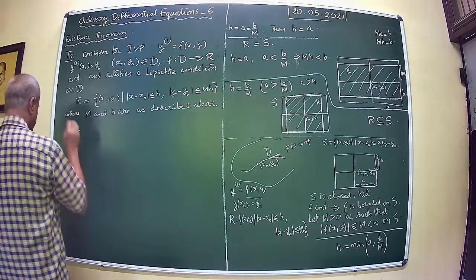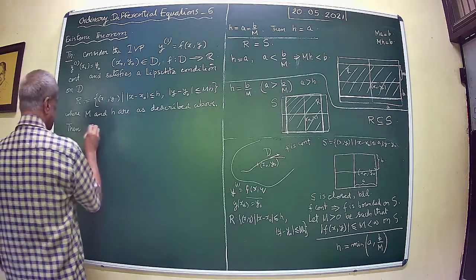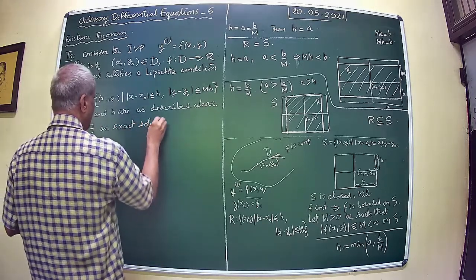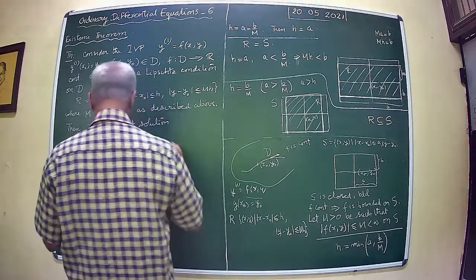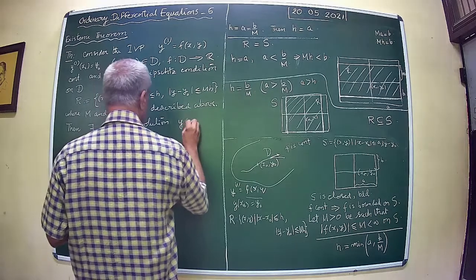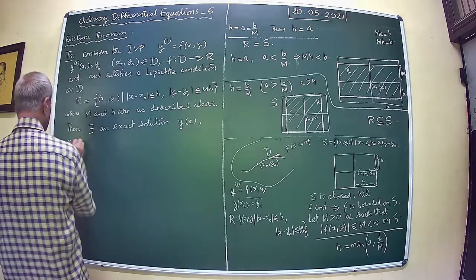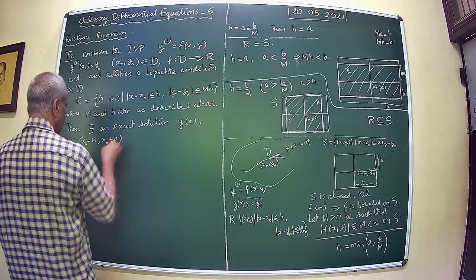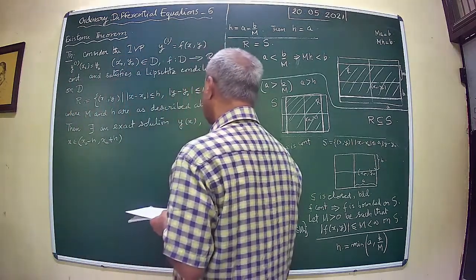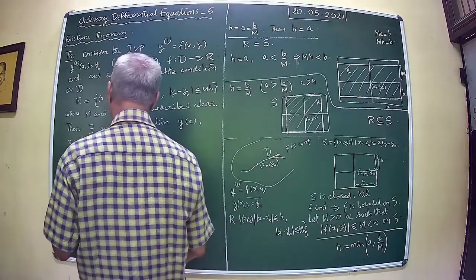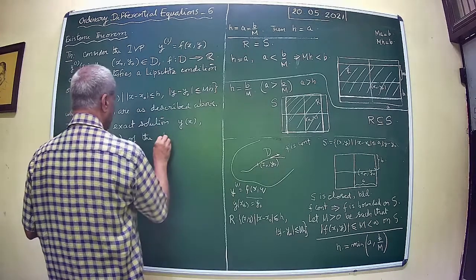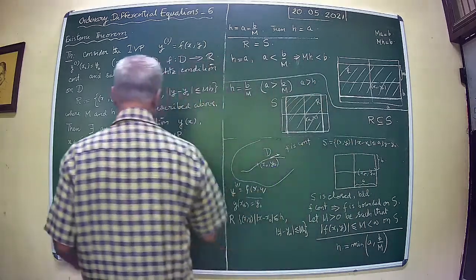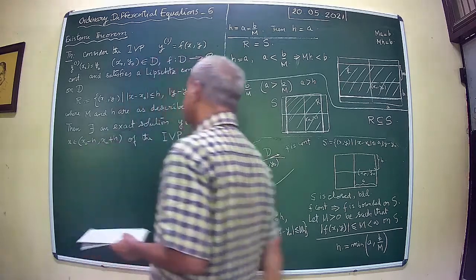Then there exists an exact solution y(x) on |x - x0| ≤ h of the initial value problem. So this is the theorem.